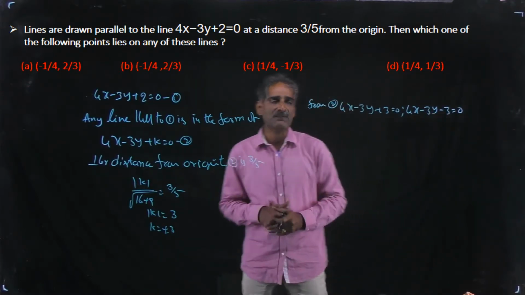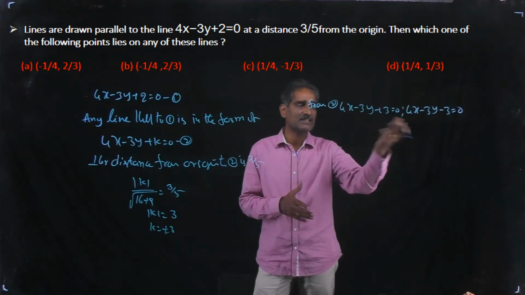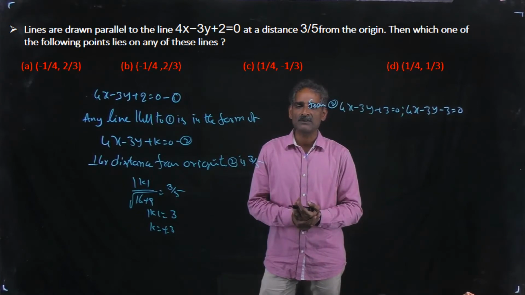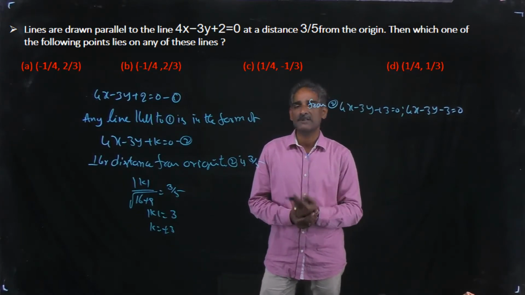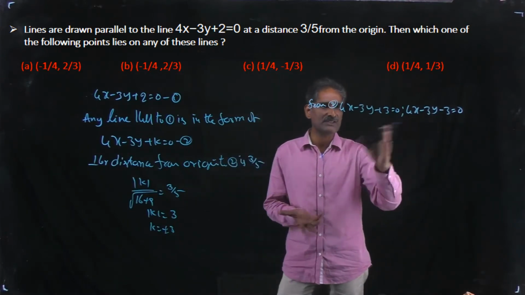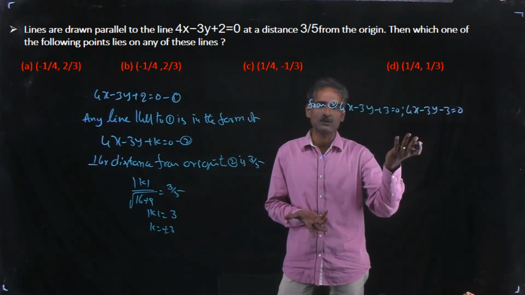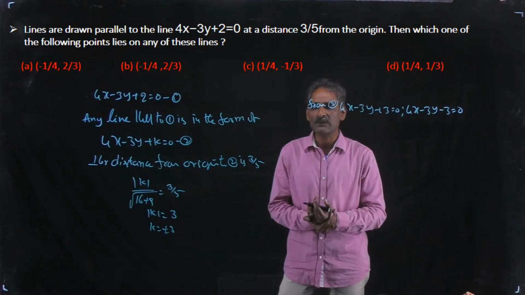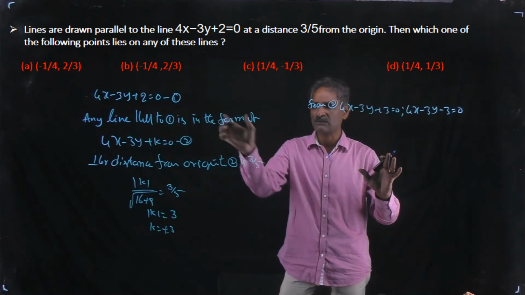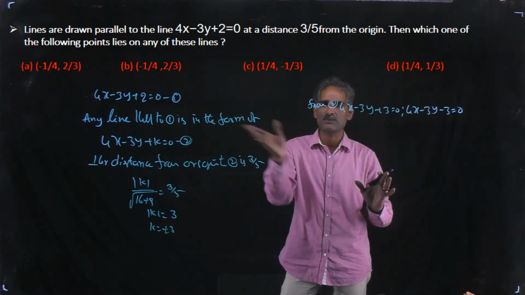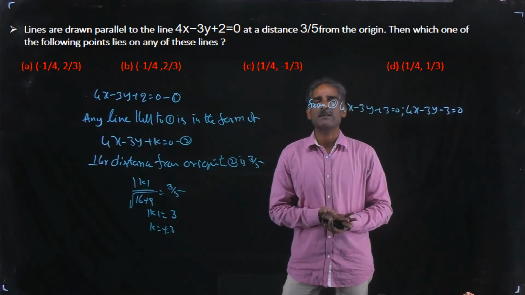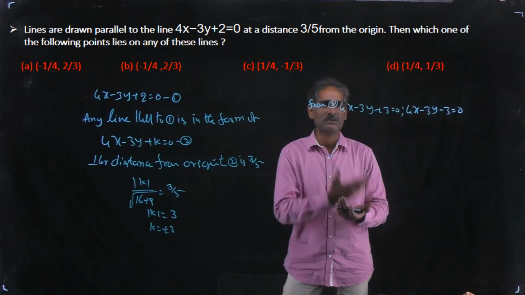Now verify the options, just see which point satisfies either one of these lines, that is the required one. Just verify the second option. Understand? That is not a difficult thing. Just substitute the options in these equations. Then we will get the correct answer, the point which lies on either one of these two.